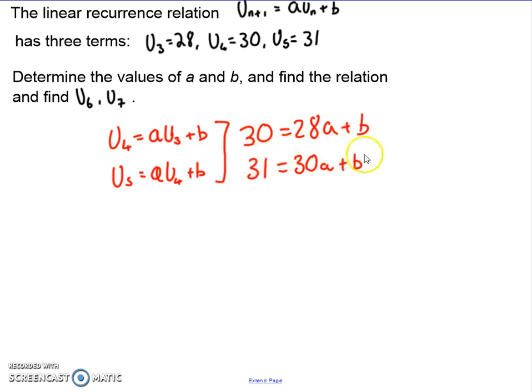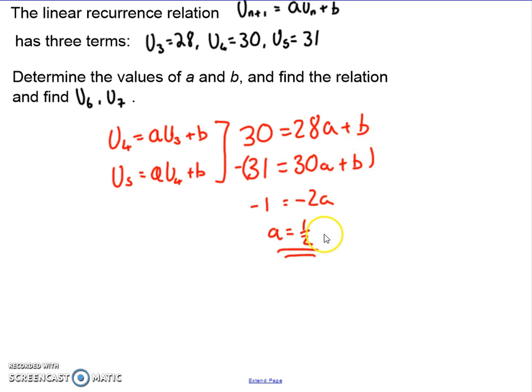Again, I've now got a pair of simultaneous equations. The coefficients of b match, so I can simply subtract. So 30, take away 31, well, that's -1. 28a, take away 30a, gives me -2a. -1 is equal to -2a. A is equal to 1/2. Never have we said we can't have a fraction or a decimal amount for any part of it. So this is perfectly fine. A is equal to 1/2.